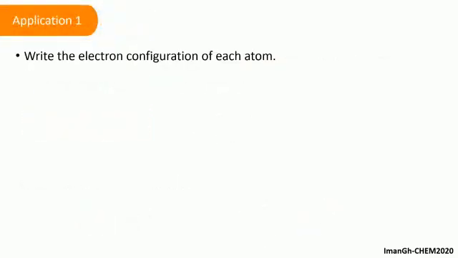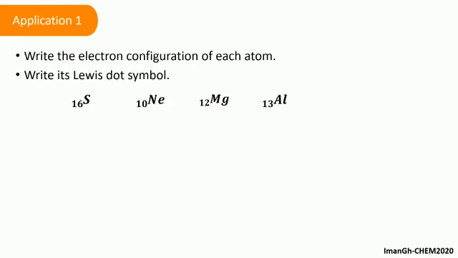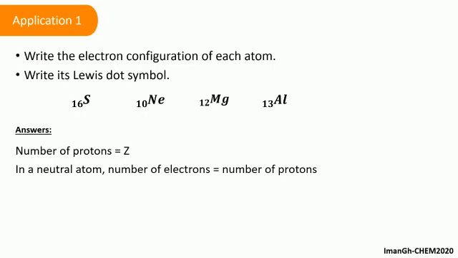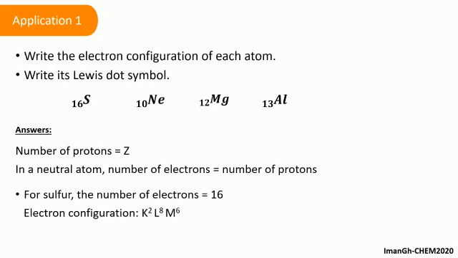In the first application, you are asked to write the electron configuration and the lowest dot symbol of each atom. Don't forget to pause the video, then check your answers. So to write the lowest dot symbol, you should find the valence electrons before. We start by writing that the number of protons equals the atomic number, and in a neutral atom, the number of electrons is equal to the number of protons. Now you can write the electron configuration.